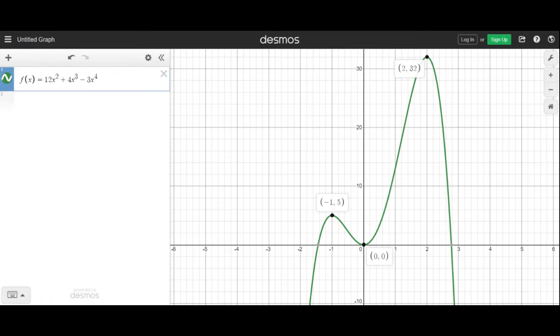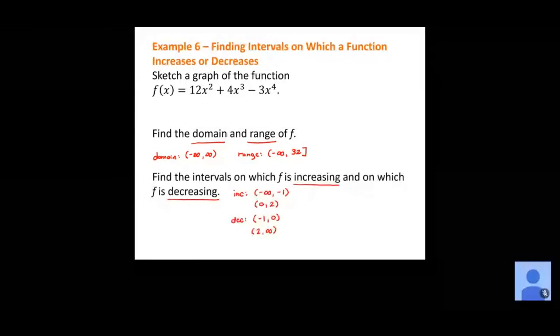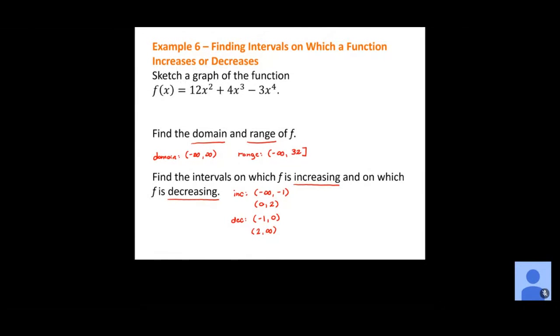All right, so I'm going to switch back over now so we can look at those together. All right, and so there's our domain and our range like we talked about, and there's our increasing and decreasing intervals that we talked about also.